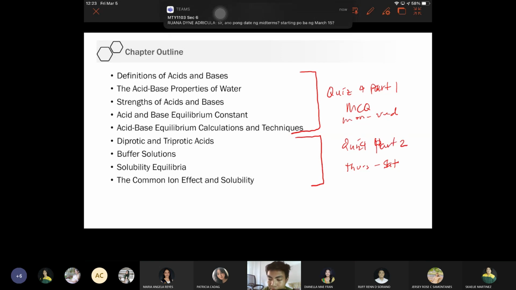Anong date po midterm? So the midterm will start by March 15 until March 20. So ang March 15 to March 20 yun ay 6 days, no? Pero I think isasagad nila yun ng 7 days. Just like last semester. Diba last semester sinagad ng 1 linggo? Okay. So ganun. So yung midterm nyo starting March 15 to the weekends, no?